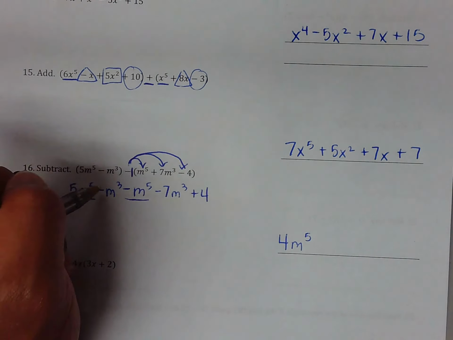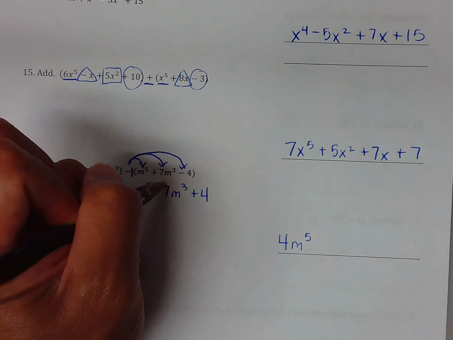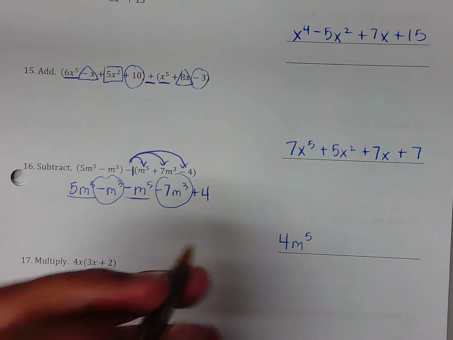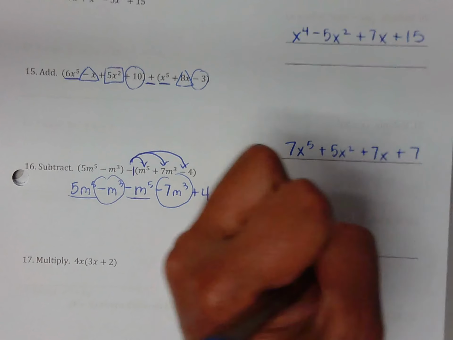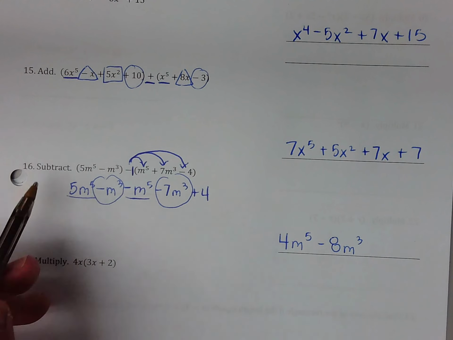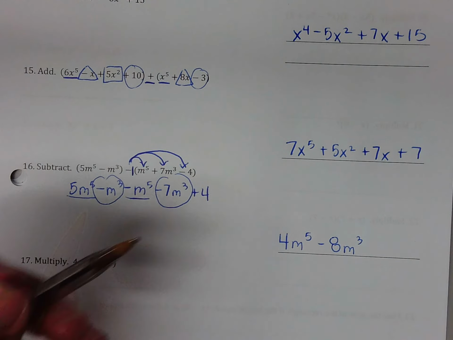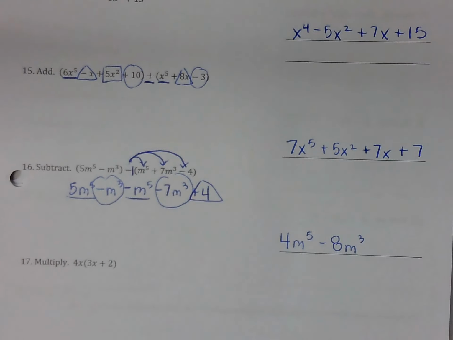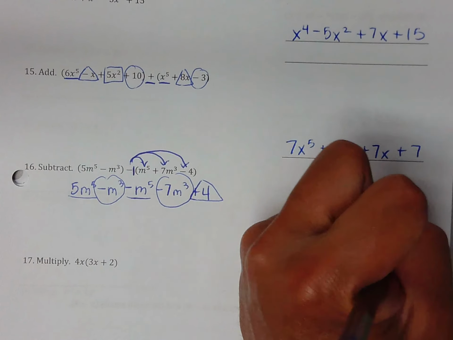Next, we have negative m cubed minus 7m cubed. So negative 1 minus 7 gives me negative 8m cubed. And then lastly, let's see, where were we at? Oh, we just have this 4 left. Just the positive 4. So I used all my terms. And yeah, plus 4, and that'd be my final answer.